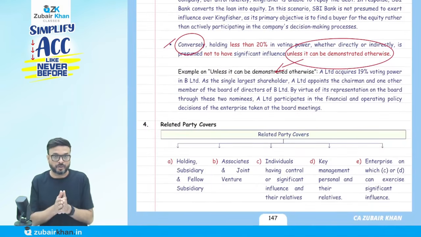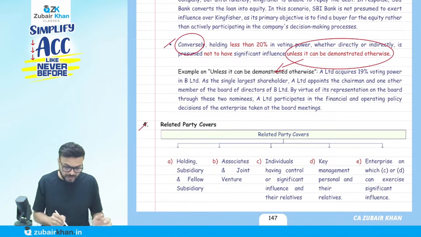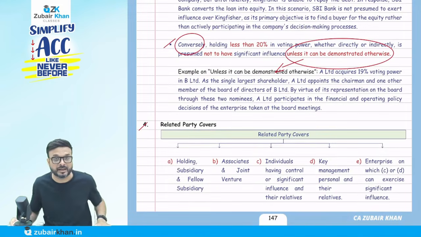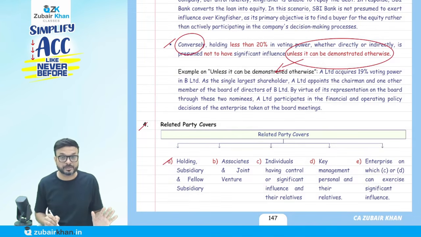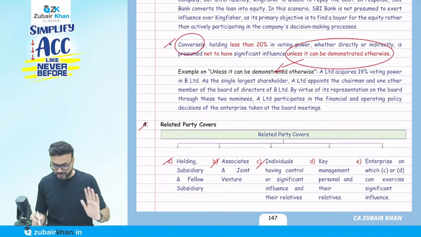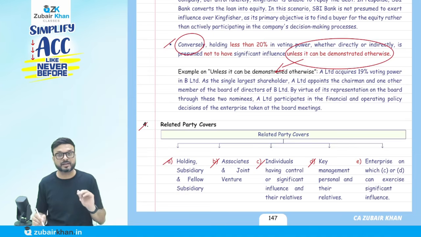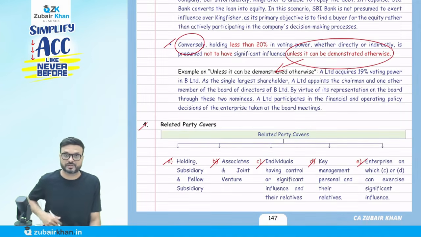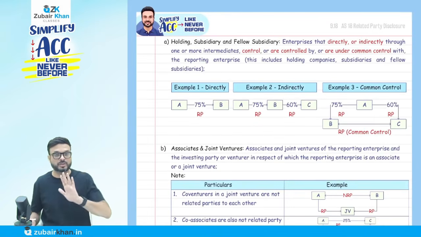Now I'm coming to point 4. They say related party covers, which is mentioned in Accounting Standard 18. These five points I'm going to discuss with you: holding, subsidiary and fellow subsidiary; associates and joint venture; individual having control or significant influence and their relatives; key management person and their relatives; and enterprise on which point C or D can exercise significant influence. Okay, don't worry, I will discuss them one by one.